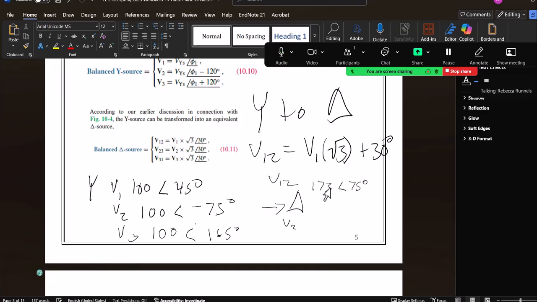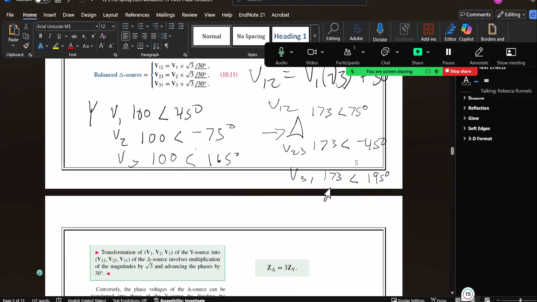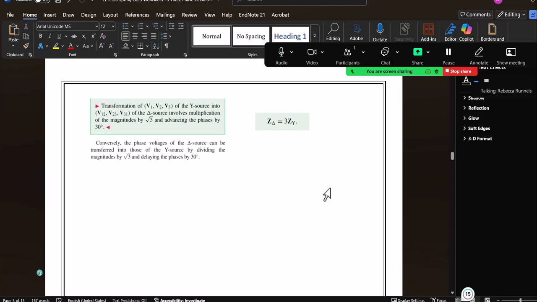That would be V12. V23 would be 173 angle -45 degrees, and V31 will be 173 angle 195 degrees. Ooh, I don't like 195, but I'm just going to leave it. The instinct is that's over 180, but I'm not going to worry about it. Conversely, if you have a delta source and you need a y, which is what you're more likely going to need to do, you would divide by square root of 3 and subtract 30 degrees.